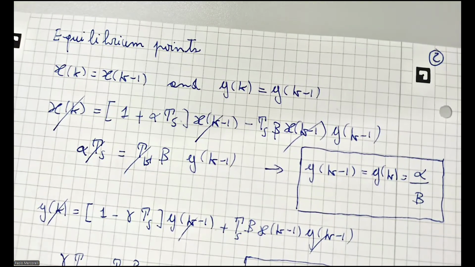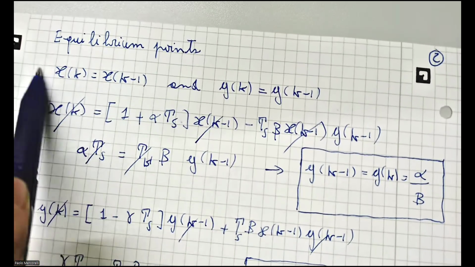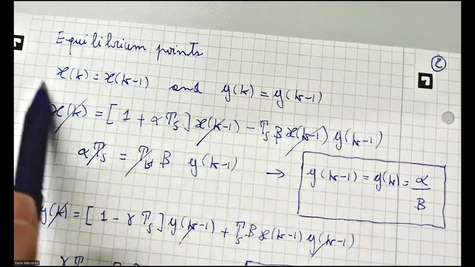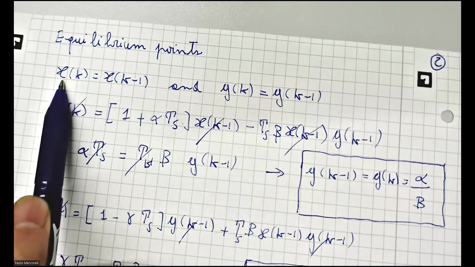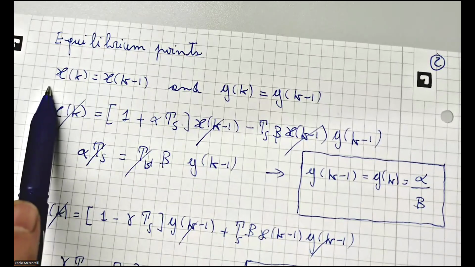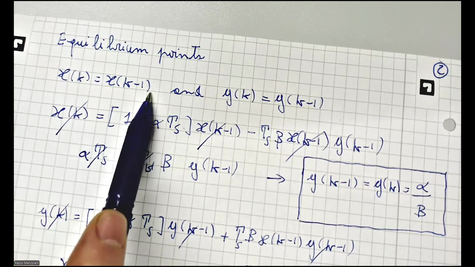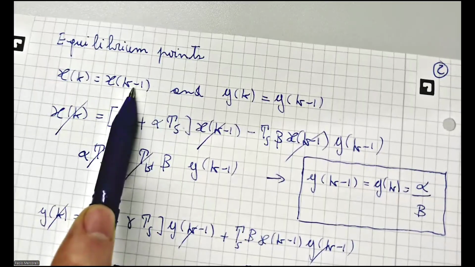I would like to say that a nonlinear system is characterized by equilibrium points. We can see the definition of the equilibrium points here. Basically it means no changes. Basically, we have a static dynamics. I mean, if xk equals xk minus 1, then x does not change for xk.